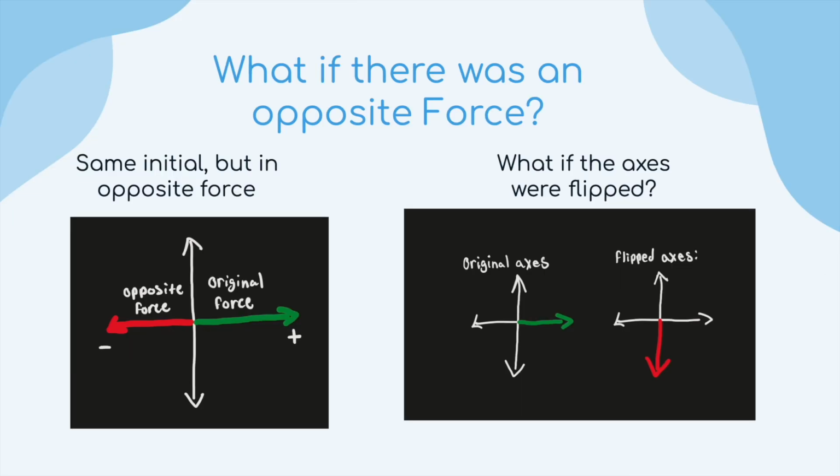So what if there was an opposite force? As you can see in the left picture, the original force is positive, but if there was an opposite force, the object would just be going in the negative direction. The force wouldn't change, just the sign. And if the axis were flipped, the original axis was on the x-axis, going to the right as time changed, but now it would be going down as time changes, and it would still be the same force.